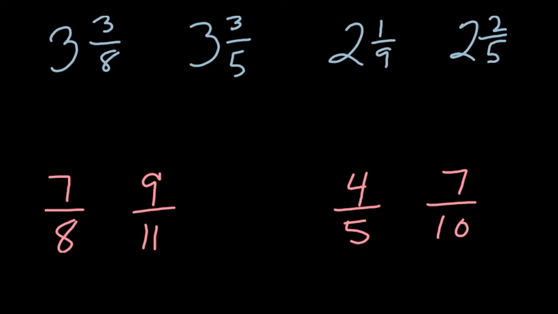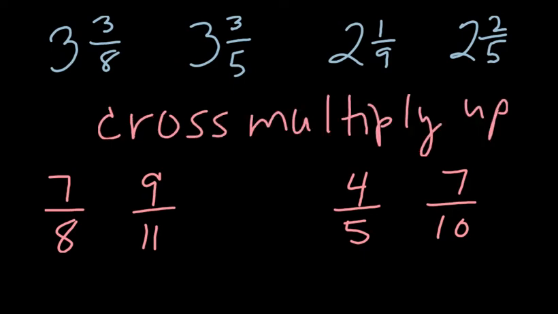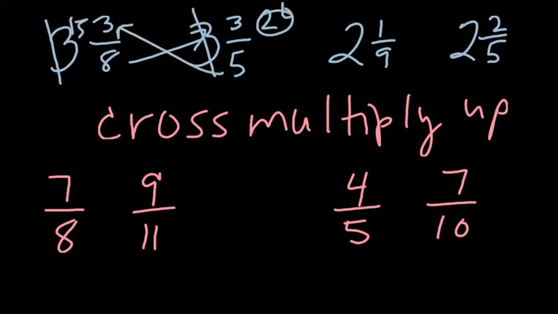Okay, let's try these. Remember, cross multiply up. Since 3 equals 3, we're going to ignore the 3's and just look at the fraction part. So, we don't need the 3's right now. We just need to consider the fraction. 8 times 3, cross multiply up, is 24. 5 times 3 is 15. 24 is bigger, so 3 3/8 is less than 3 3/5.